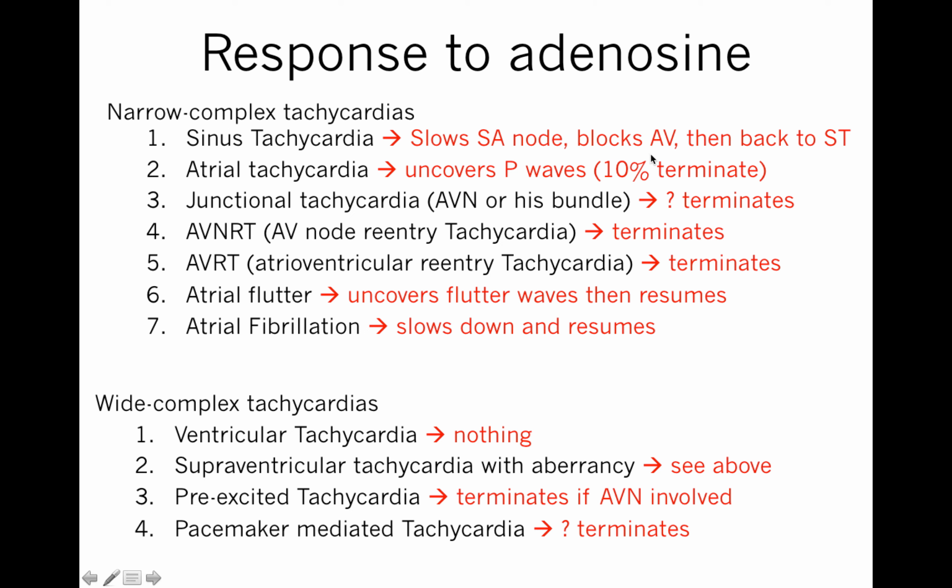SVTs with aberrancy will respond depending on what they are from this list. Pre-excited tachycardia will terminate if the AV node is involved. For example, antidromic AVRT will terminate. But atrial flutter conducting down the accessory pathway may not terminate, of course, because it's coming down the accessory pathway and does not involve the AV node. And pacemaker-mediated tachycardias could terminate depending on the cause, but in these cases, magnet application is likely more useful.